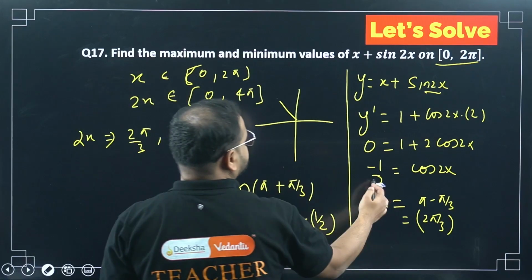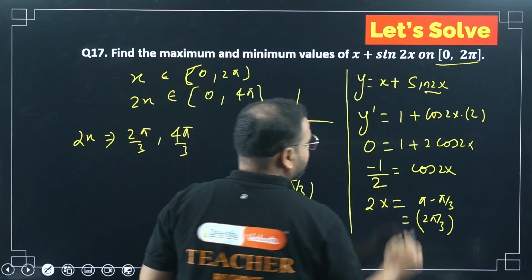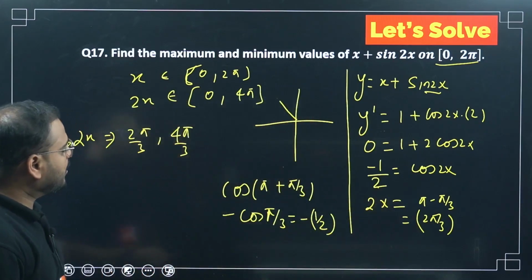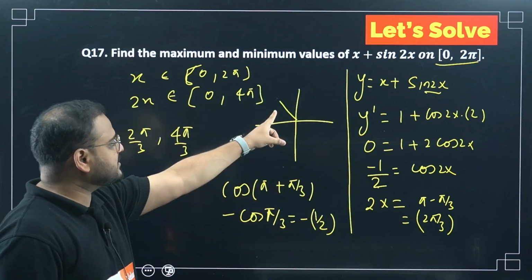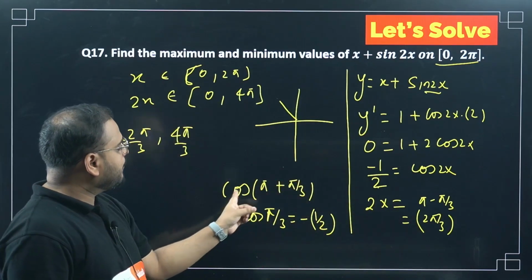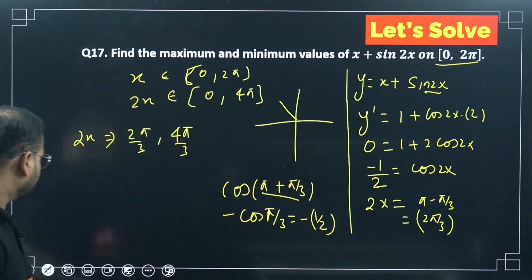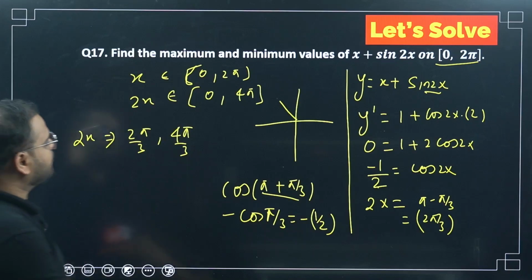Let me rewrite this as minus 1 by 2. So cos was first negative at 2 pi by 3. Then again it is negative at pi plus pi by 3. How much is that? Check here. 3 pi plus pi, so 4 pi by 3. Hope this is clear.